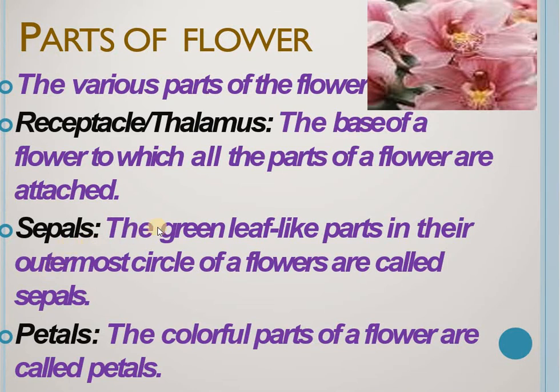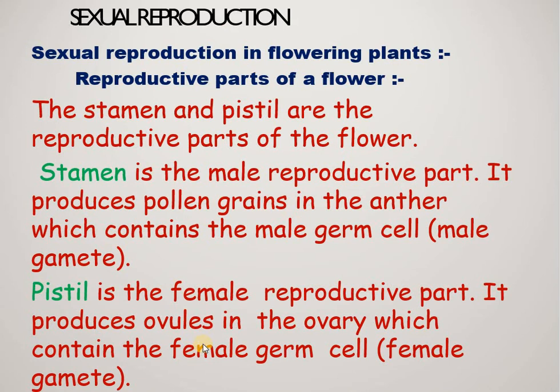So what are these sepals? They are green leaf-like parts in the outermost circle of the flower, and the petals are the colorful parts of the flower just lying internal to the sepals.